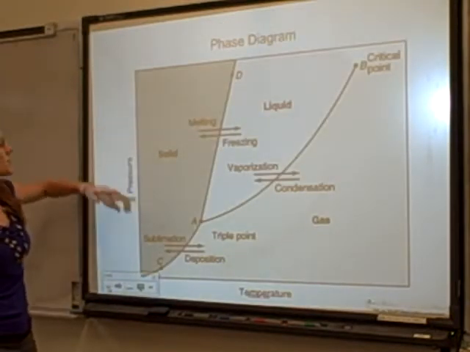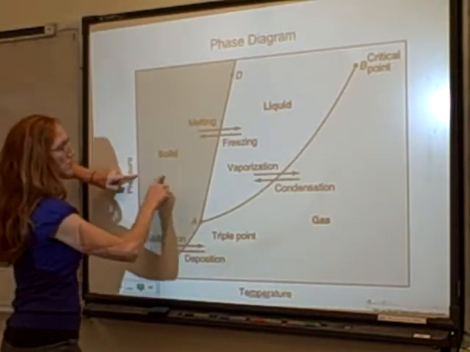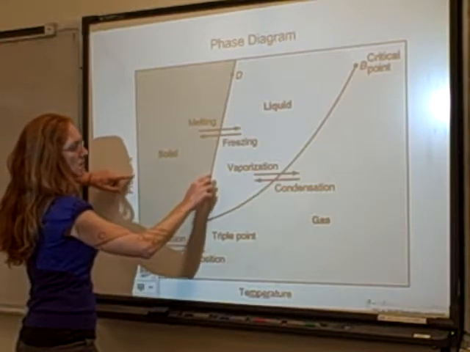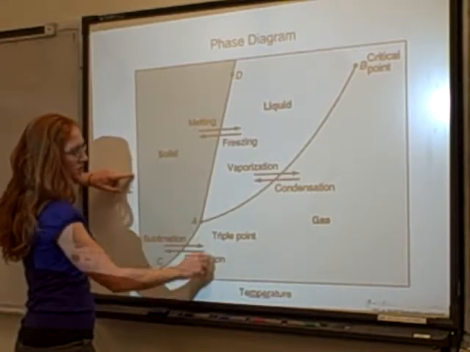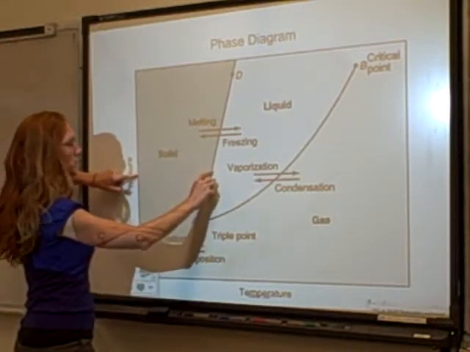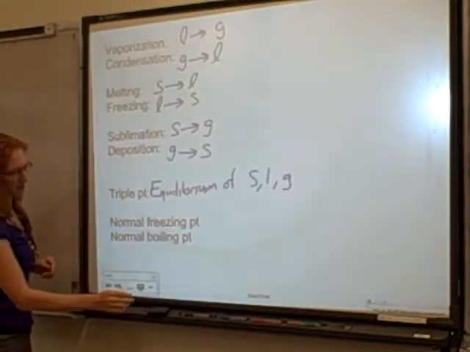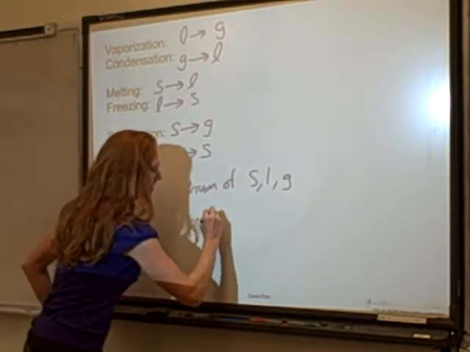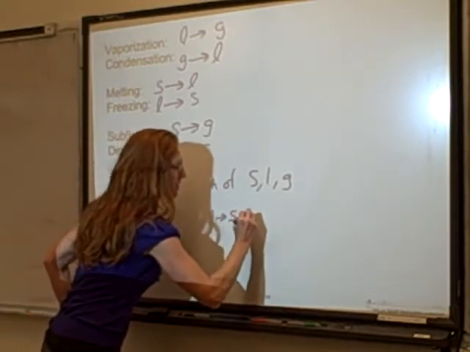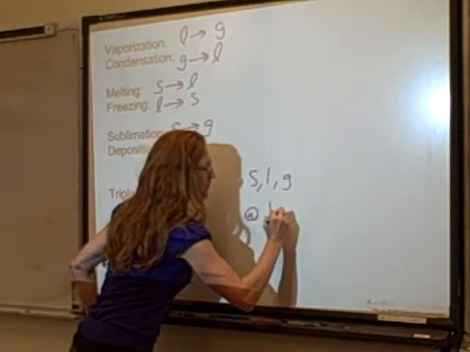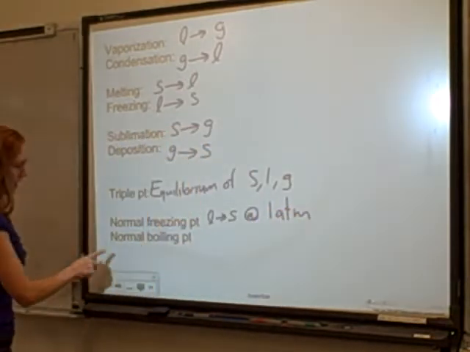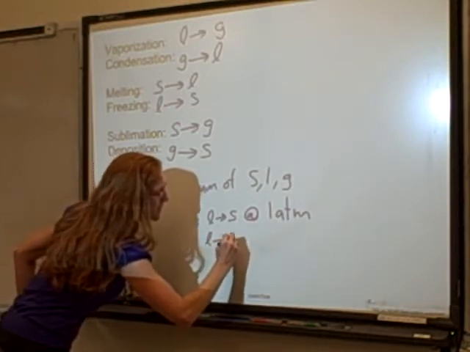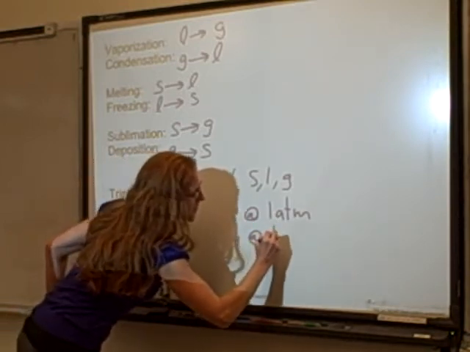So if this was labeled as 1 atmosphere was here, then the normal freezing point would be right here, right? Because liquid turns into solid right here at this temperature. So this temperature would be my temperature of my normal freezing point. Okay? So normal just means at 1 atmosphere. So liquid to solid at 1 atmosphere. And normal boiling point, that's going to be liquid to gas at 1 atmosphere.